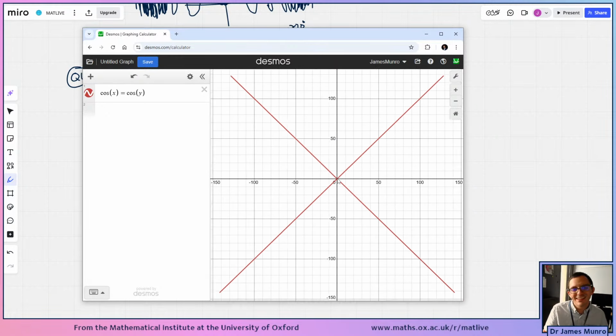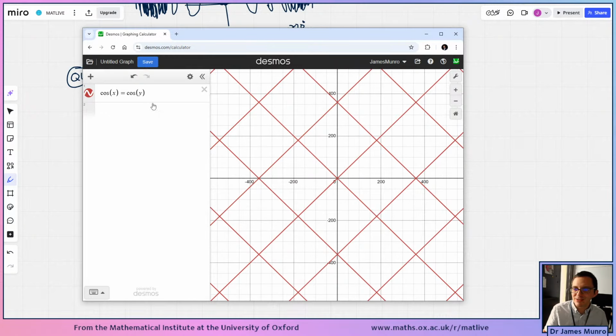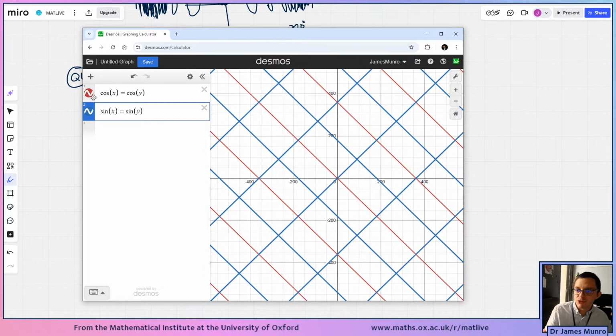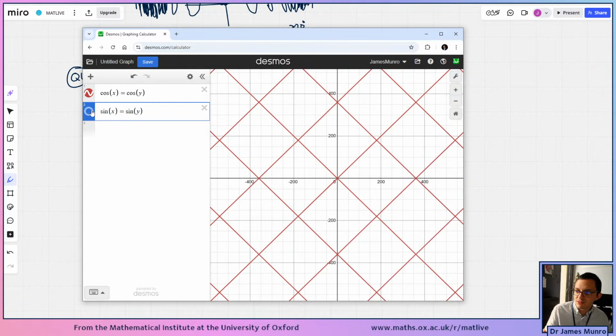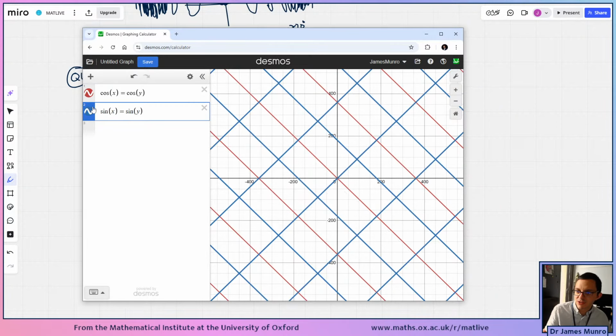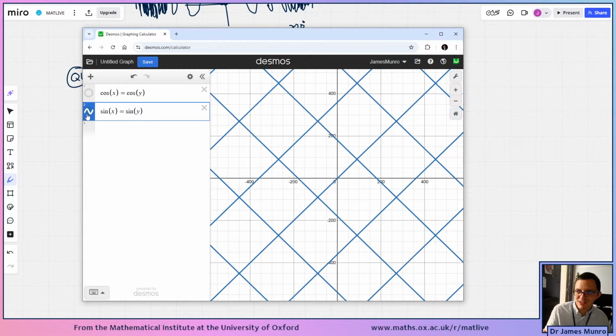I need to zoom out quite a lot. That question's written in degrees. There we go. And then I'm going to try sine x equals sine y. Aha! So also a grid. Some of the lines are the same. Some of the lines are different. So there's the cosine one, and there's the sine one. And it's not got y equals minus x, because sine of minus x is not always the same thing as sine of x. It is sometimes over here and there, but not always. Desmos mentioned, there you go.